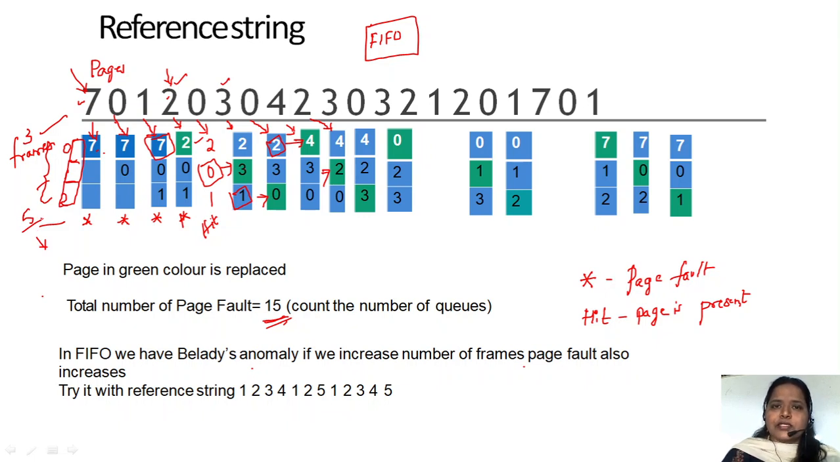Just try with the string 1 2 3 4 1 2 5 1 2 3 4 and 5. This is homework for you, or an example for you, to have a clear idea of the first in first out page replacement algorithm. So you got the concept, right? Which page entered first, that page we have to replace. That is the main idea over here.